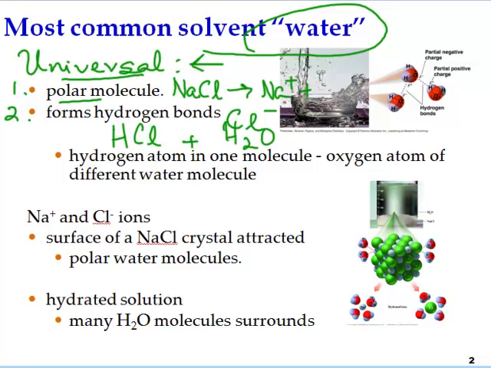Now, substances that have polar bonds also result in hydrogen bonds. Here is an example where you can see each of these is a water molecule.